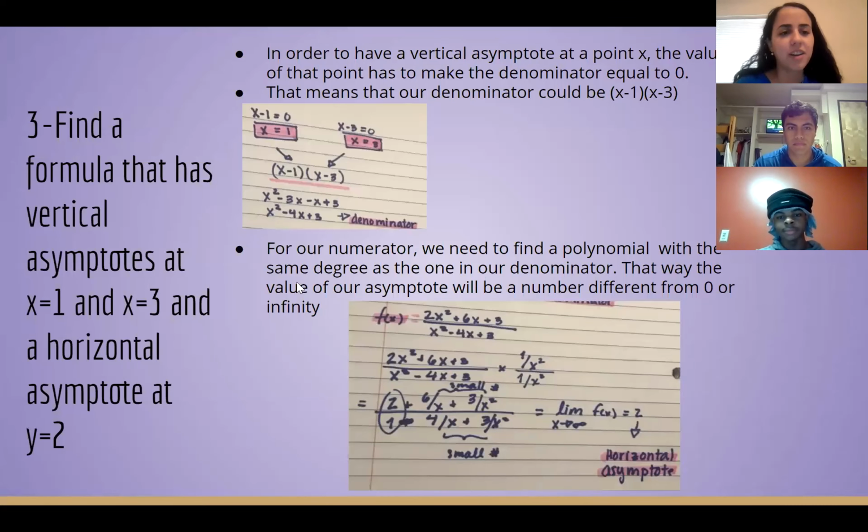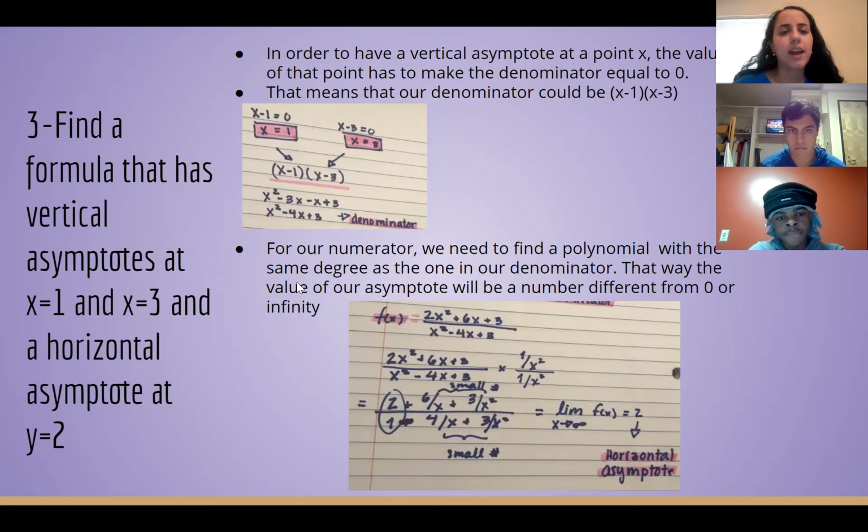Now we're going to find a formula that has vertical asymptotes x equals 1 and x equals 3, and a horizontal asymptote at y equals 2. I think it would be easier to start with the denominator, because in order to have a vertical asymptote at a point x, the value of that point has to make the denominator equal to 0. So our denominator could be x minus 1 multiplied by x minus 3.